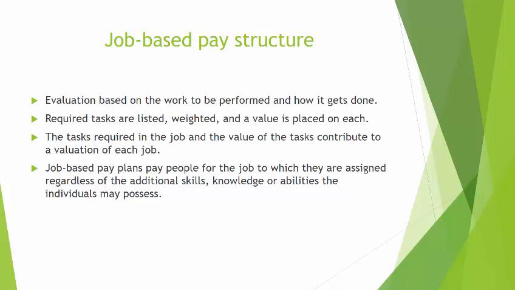Job-based pay plans pay people for the job to which they are assigned, regardless of the skills, knowledge, and abilities the individuals may possess. With job-based pay, a good football lineman, who is also a good basketball center, will not have more pay potential than a good football lineman who is a bad basketball center. On the other hand, under a pay for skills scenario, a good lineman who is a good center would likely be paid more if that was the established criteria of the organization.